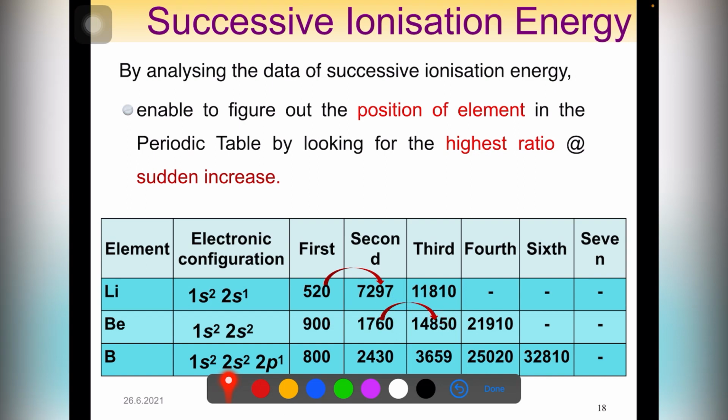And for boron, you can see that in between the third ionization energy and fourth ionization energy, the sudden increase occurs. So it shows that the fourth ionization energy is the energy to remove an inner electron in the inner shell. So it shows that boron has 1, 2, 3 outer or valence electrons. So it is located in group 3.